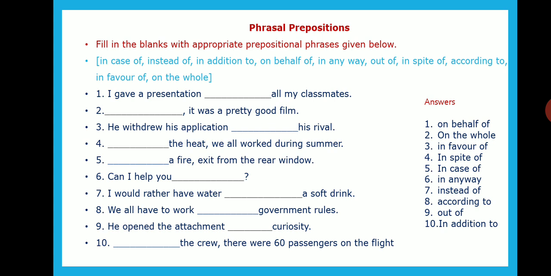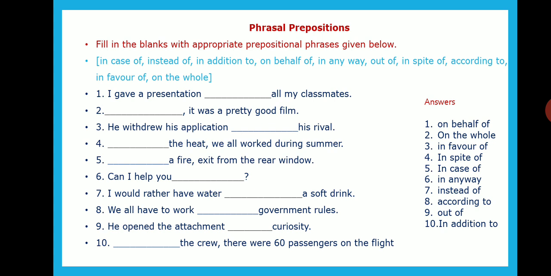Next, dash. It was a pretty good film. Search which one will be the correct. Yes, it is on the whole. On the whole, it was a pretty good film. He withdrew his application dash his rival. Earlier, he had kept an application against the rival, but now he withdrew the application and that was in favor of his rival. So, what is the phrasal preposition here? Correct phrasal preposition, in favor of.